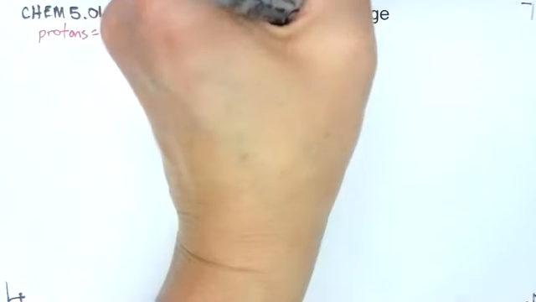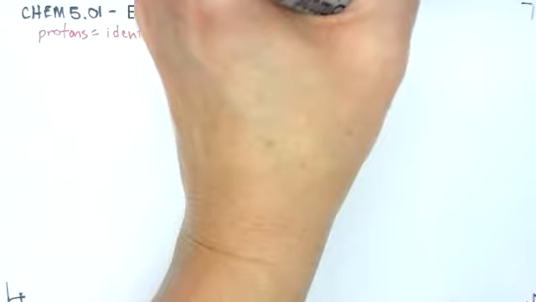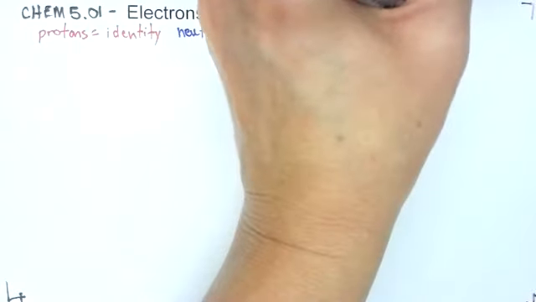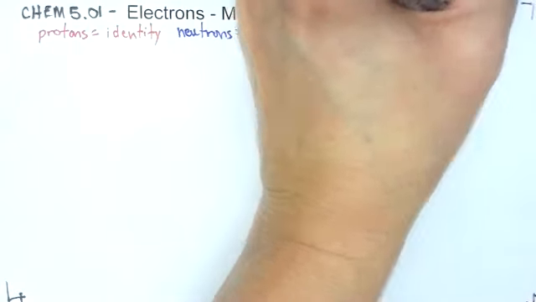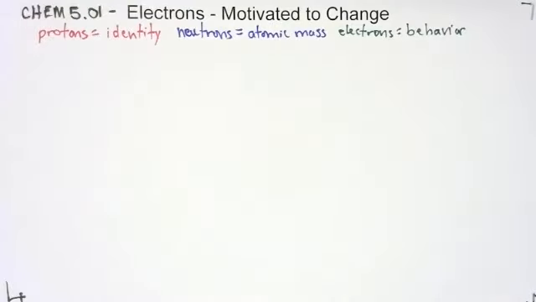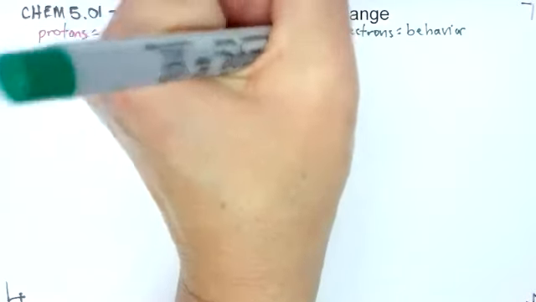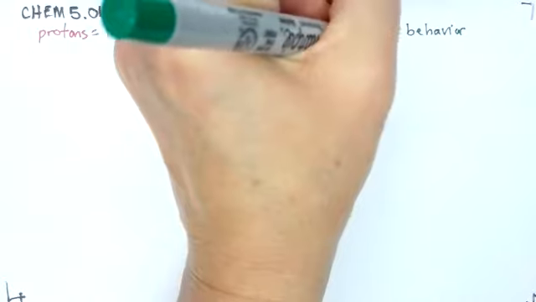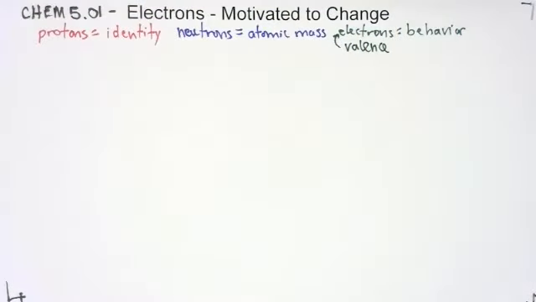Electrons have everything to do with an element's behavior, and not just any electrons. We're going to say specifically valence electrons. The inner shell electrons really don't have a whole lot to do with anything, but the valence electrons have everything to do with the way that an element behaves.